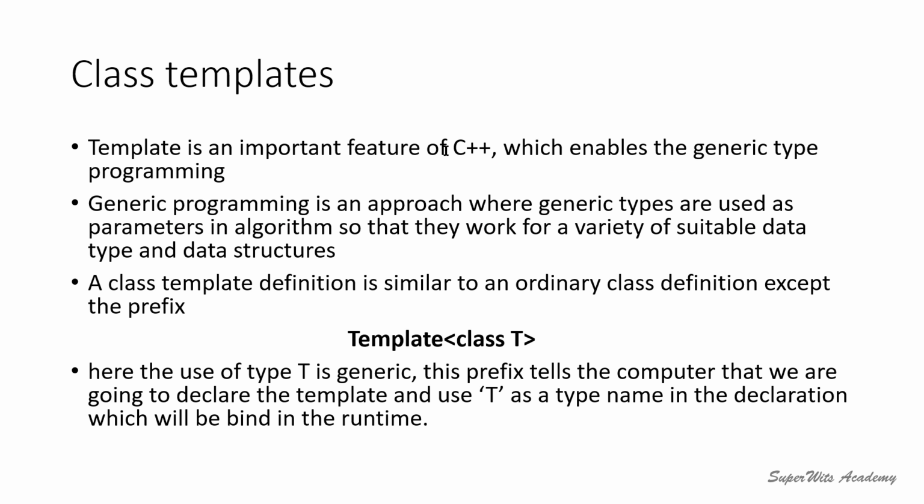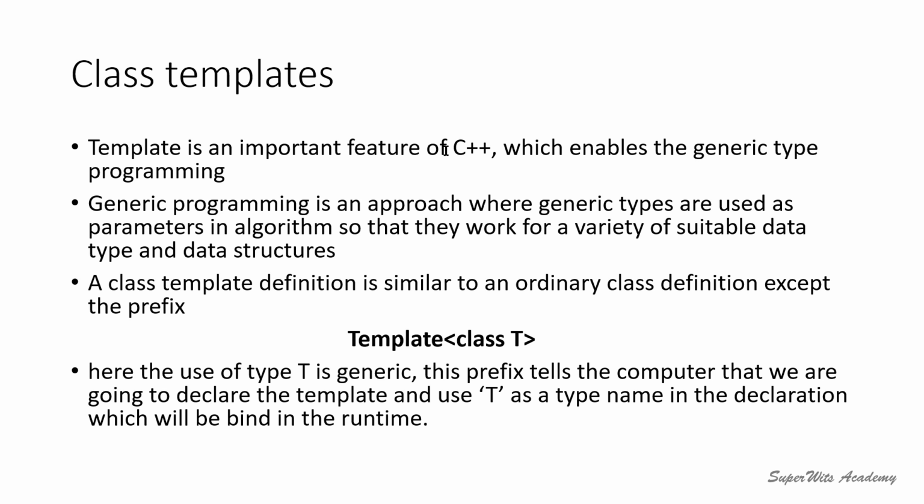So let's go to the next part. The next topic is the class templates. The template is an important feature of C++ which enables generic type programming. When I say generic type programming, it's basically an approach where the classes are defined by using generic types during their definition, and whenever we instantiate the objects, we specify what suitable data type should be applied to this particular class and its basic data structures which are being utilized during the procedure execution, right?